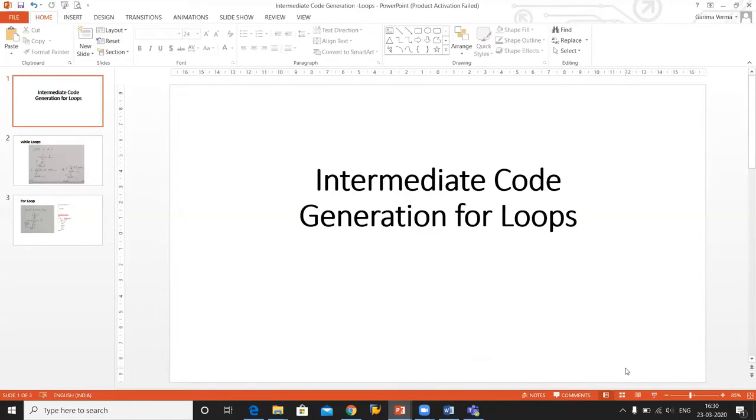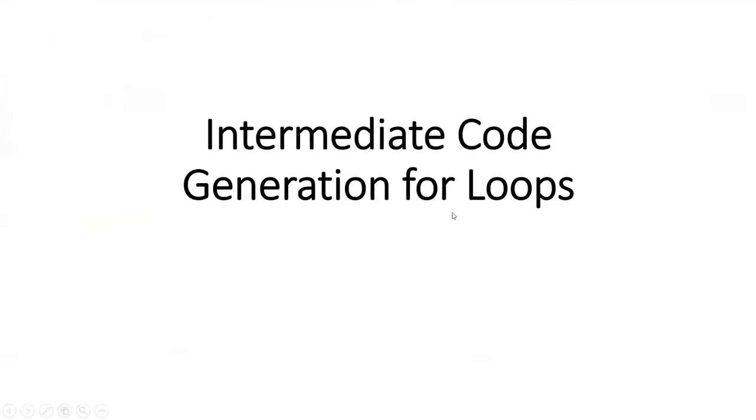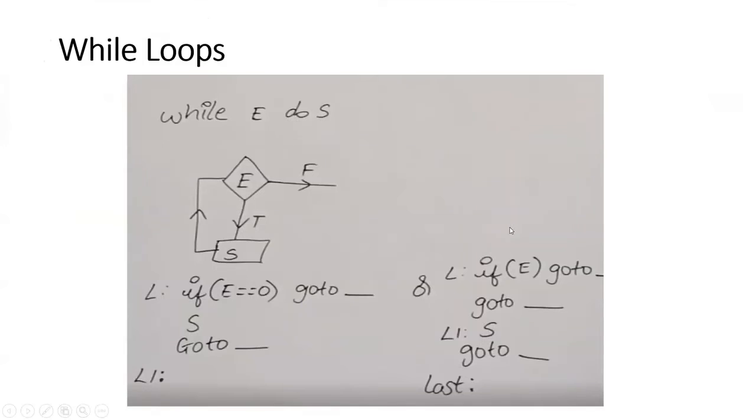Hello everyone. Today we are going to start three address code generation for loops. So we are starting with the while loop. What is the format of the while loop? While, condition, do, statement. So you can see the flow chart.